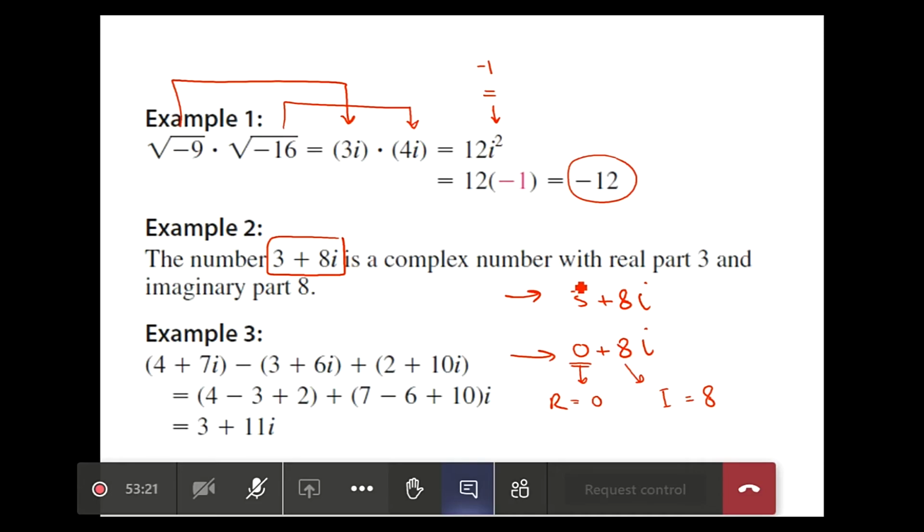Here we have real part equal to 3 and imaginary part equal to 8. But if we have the number 3 only without i, this is a real part only. We don't have an imaginary part. The imaginary part equals 0. Okay.